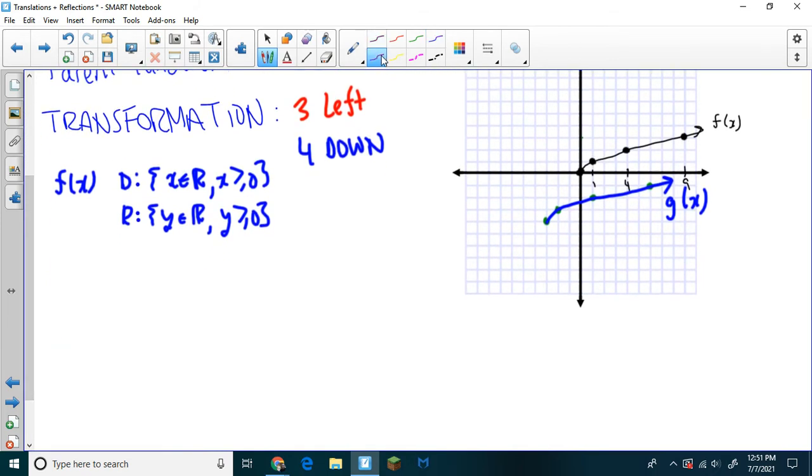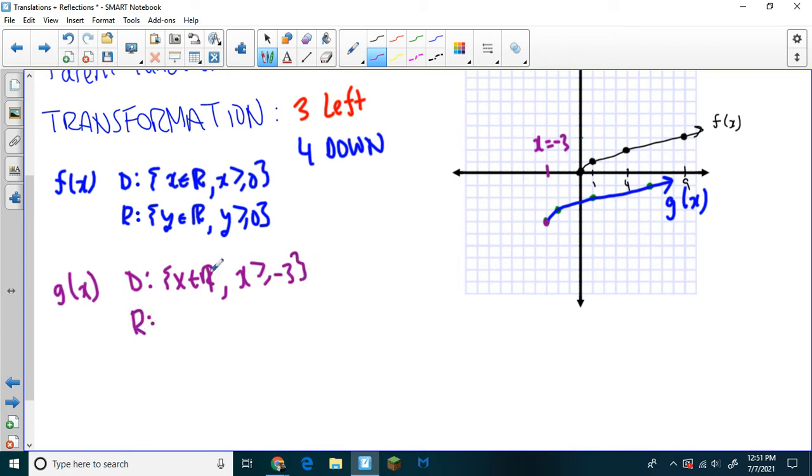The domain and range change. So if I have g of x, what's the domain of g of x? Where does it start? It starts right here. So what's this value? This is x equals -3. So the domain is going to be x is a real number, but x has got to be bigger than or equal to -3.